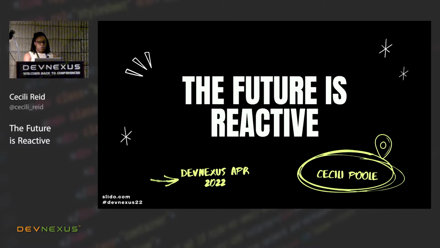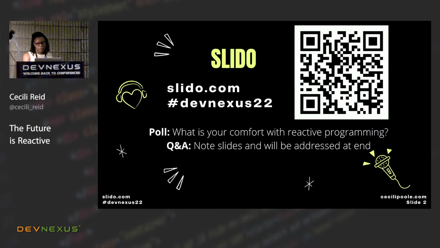So my name is Cecili Reid. This is actually my third time speaking here at Devnexus. One thing that you will learn about me, if you've seen me speak before, is I like audience involvement. I don't like to just stand up here and drone on without getting to know my audience and who you are. So I am using Slido. There's a QR code up here, but you can also go to slido.com on your cell phones or your laptop. I have a poll up there to get a sense of your comfort level with reactive programming.